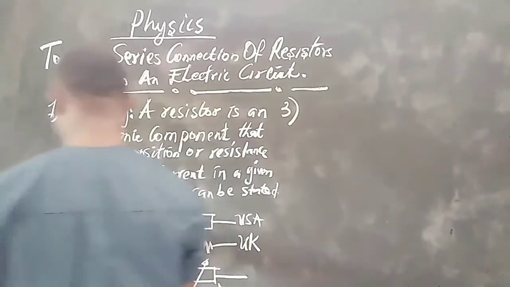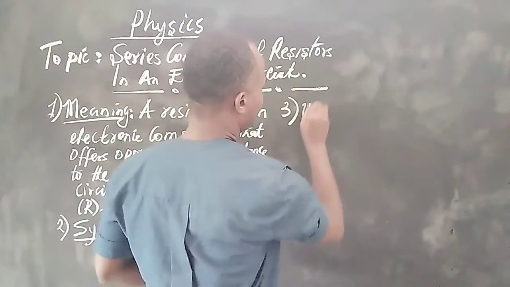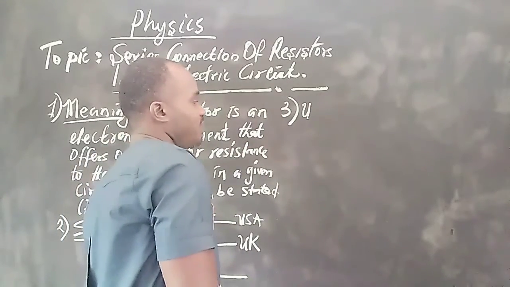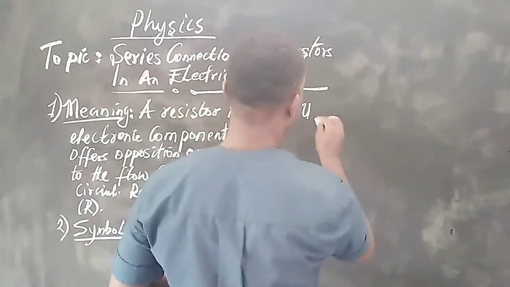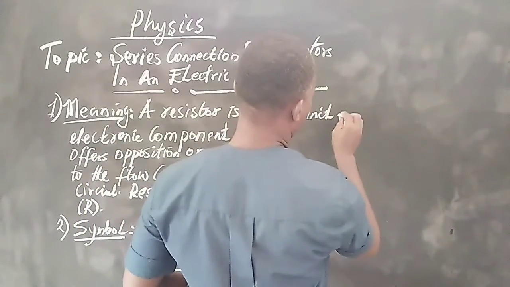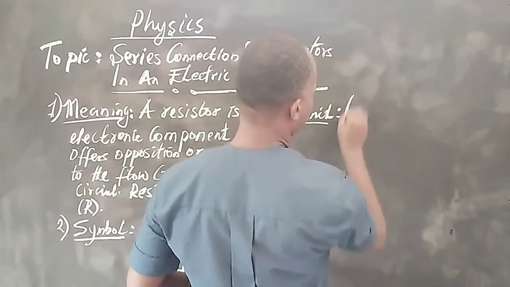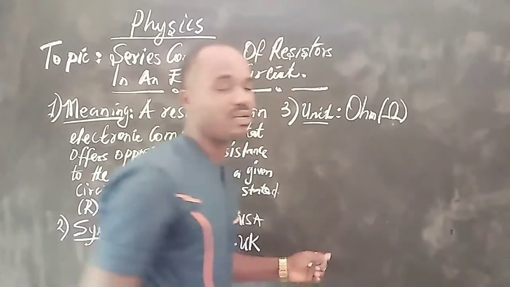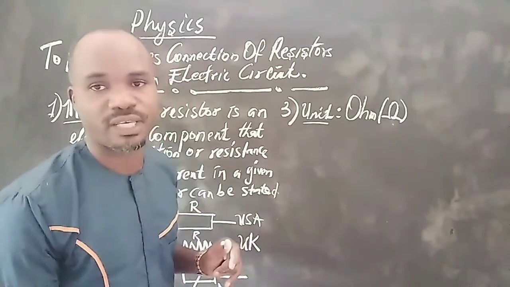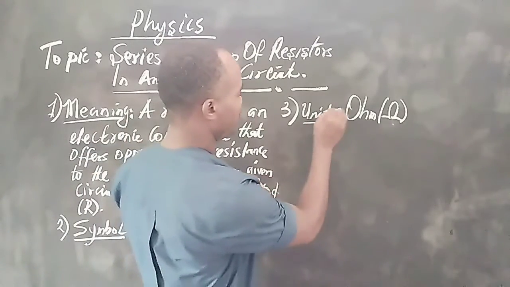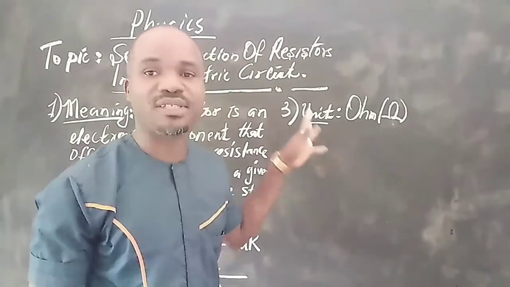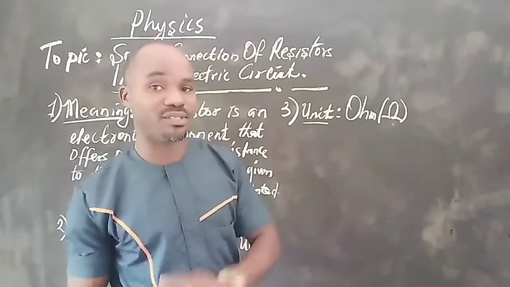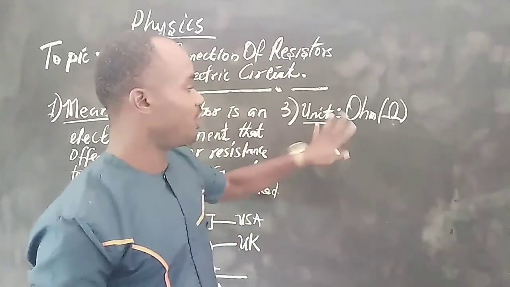All right. Now let's look at another important thing: the unit. The third one is the unit. The unit of a resistor is given as the ohm. In bracket we have capital letter omega. Omega is a Greek letter, and it is used to represent the unit of a resistor. So the resistance of a resistor, please, is measured in what? In ohms. Okay, so that is it.